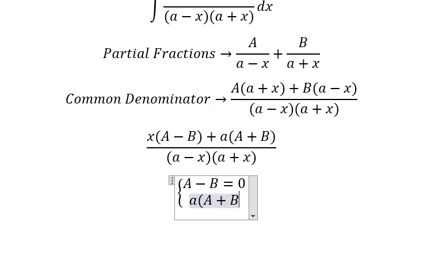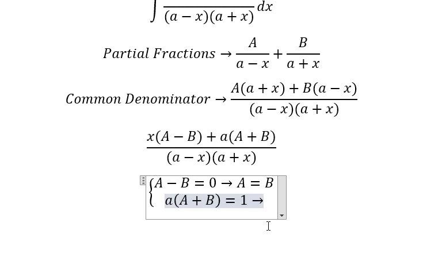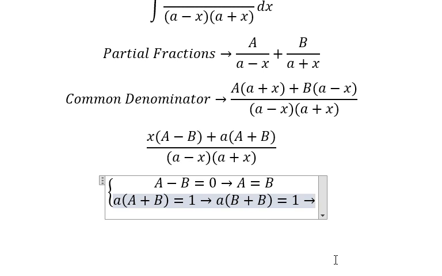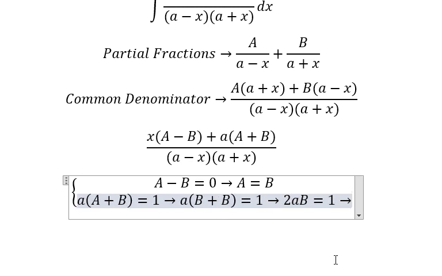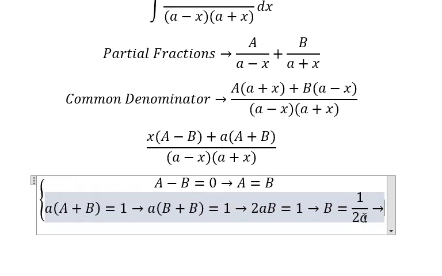This one we have number 1. On the first equation, we put negative B to the right, and we have A equals B. Later we put B to change for A in here. So this one we have 2B. Next, we divide both sides by 2a. After that we have 1 over 2a, we can change for capital B.